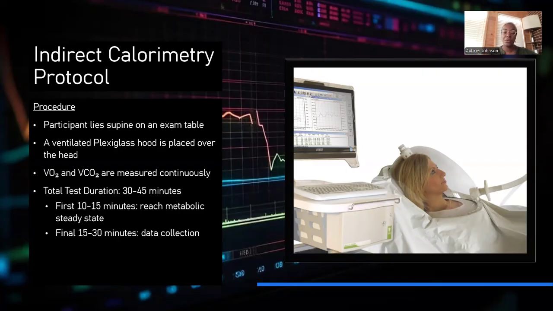The first 10 to 15 minutes are used to make sure the participant reaches metabolic steady state. Even when you have somebody lying down resting, it takes a couple of minutes for your body to realize, oh, we're resting. Your heart rate is going to decrease, and the CO2 you produce is going to decrease because you're relaxed. Once the 10 to 15 minutes is over, the final 15 to 30 minutes is data collection. Again, VO2 and VCO2 are measured continuously.